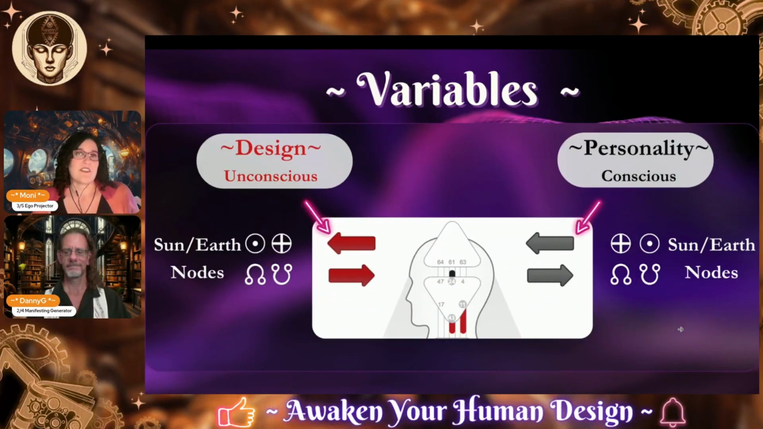This is where you're going to see variables on the chart. It's these arrows in red on the left, and the arrows in black on the right. The left relates to your design side, your unconscious side. The red you can think of as your physical body. I think of red like blood. It's inside, you can't see it, but it's there and it's doing something, and it's physicality. The top arrow relates to the sun and earth on the design side. The bottom arrow relates to the nodes on the left side.